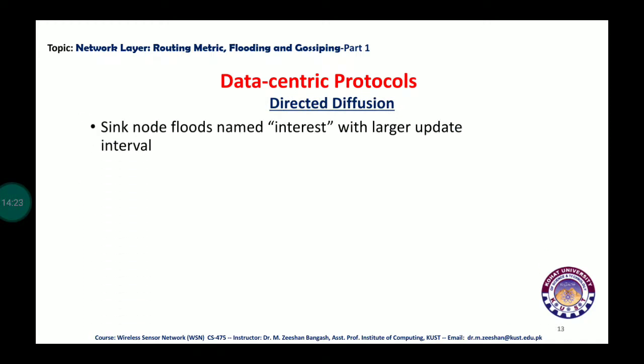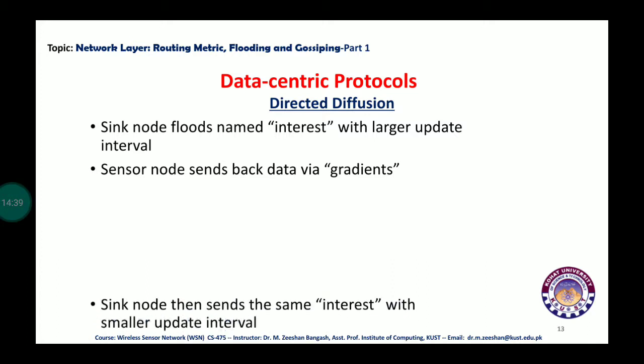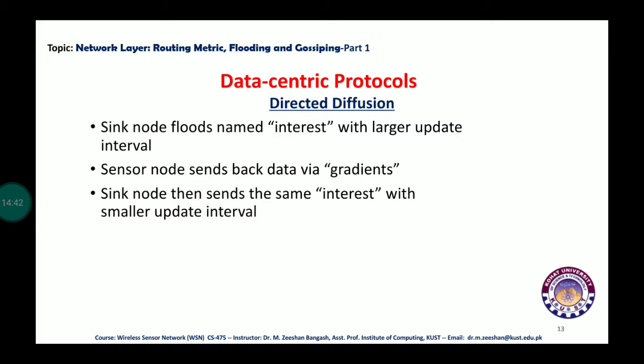Then directed diffusion, which is another data centric protocol, where the sync node floods interest with a large update interval, and the sensor nodes send back data via gradients that have been defined, and sync nodes send the same interest with a smaller update interval.